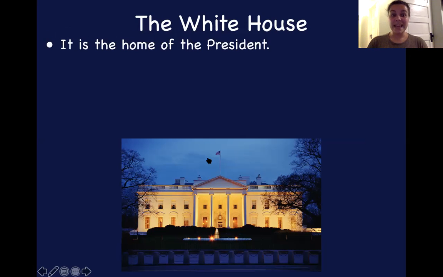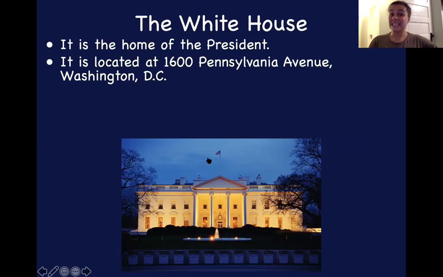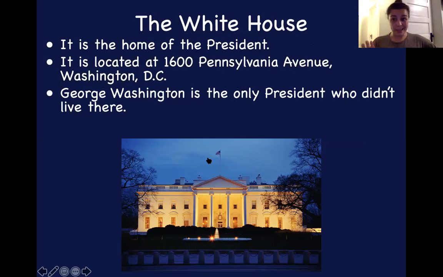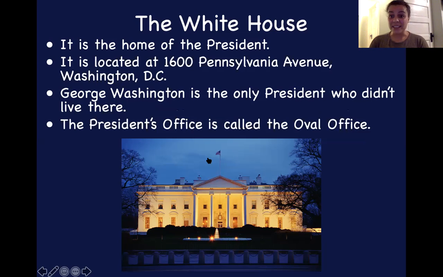Let's see. It is the home of the president. Nice job. It is located at 1600 Pennsylvania Avenue in Washington, D.C. That's pretty cool. George Washington is the only president who did not live there. Next week, we're going to be learning about the presidents, and you'll find out how many presidents there have been. That's a lot of presidents that have lived in the White House. Crazy. The president's office is called the Oval Office. Oval is one of the shapes that we learned in math.